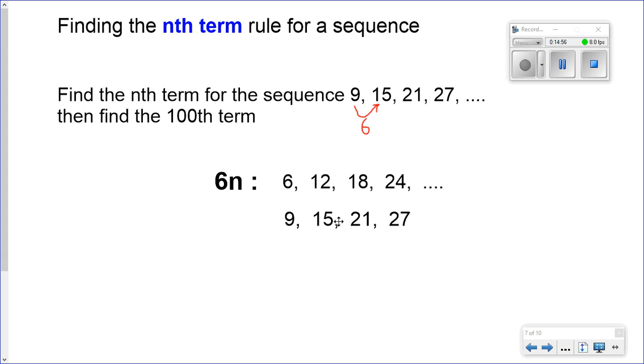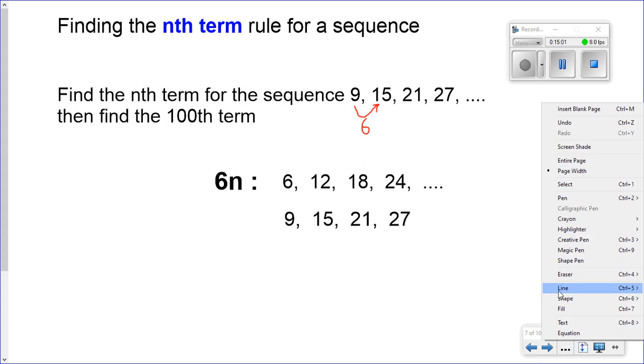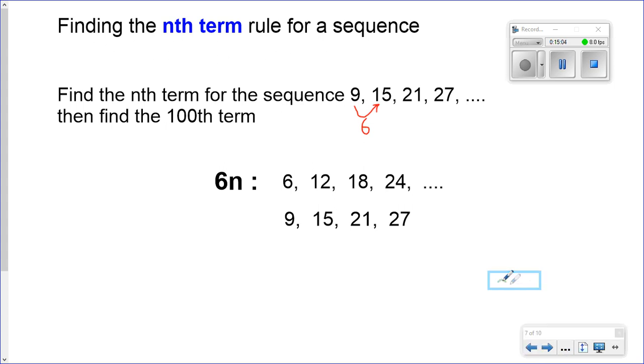Okay, so how do these compare? Well, they both go up in sixes, as was our plan. That's why our rule has 6n involved. How do we get from the 6n sequence to our sequence? Can you figure it out? To get from the 6n sequence to the sequence below, every number must have 3 added on. So we need this sequence plus an extra 3.